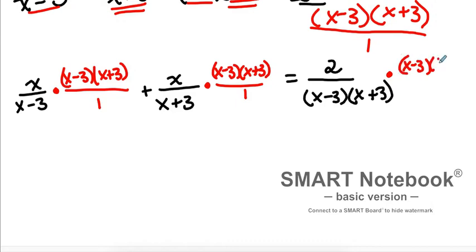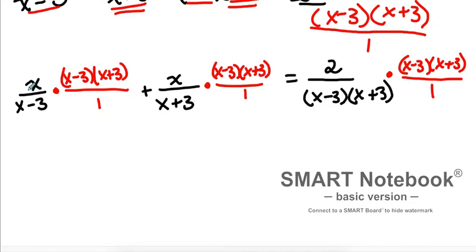LCD. And the reason that we're allowed to do this is because this is an equation, right? And we're multiplying each piece by the same thing. So we're keeping it balanced. So we're allowed to do this because we're keeping our equation balanced by multiplying every single part by the LCD.